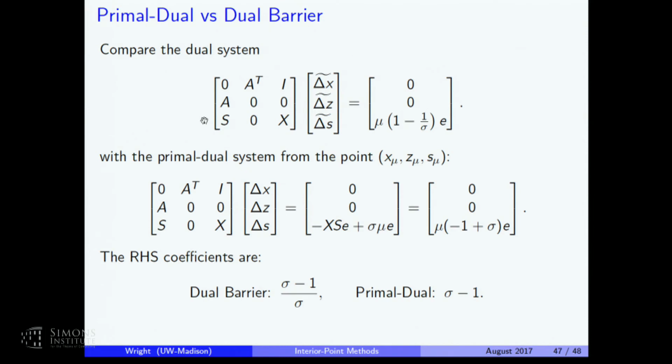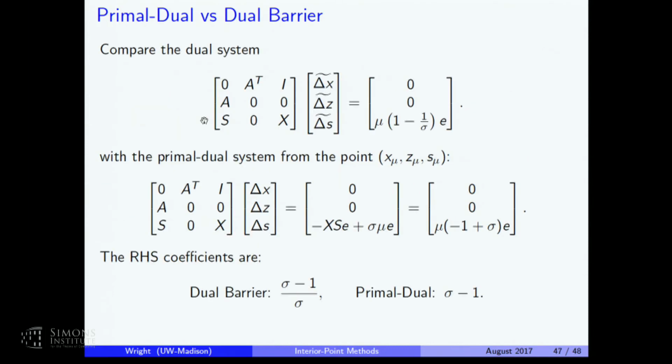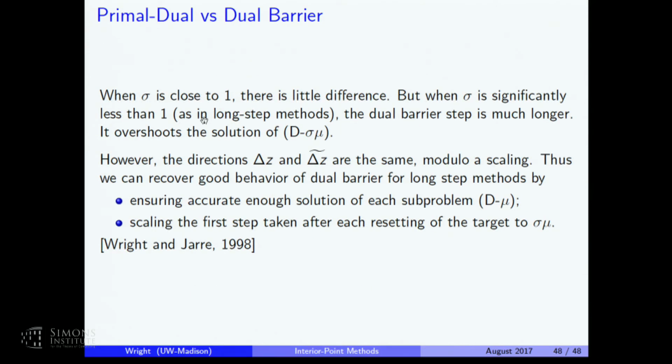So if sigma is close to 1, remember sigma is a little bit less than 1, as it is in short step methods or Primal-Dual log barrier methods, then these two approaches are very much the same. Dual barrier is going to give you steps that look a lot like the dual component of a Primal-Dual method. However, if you're doing a long step method where sigma can be quite a long way away from 1, it might be much closer to 0 than 1 in fact, then these two directions are quite different. But they're the same to within a scaling. In fact, the directions are the same. It's just that the dual barrier is kind of overshooting, by an amount that's 1 over sigma essentially. So the two directions are the same, but modulo a scaling.